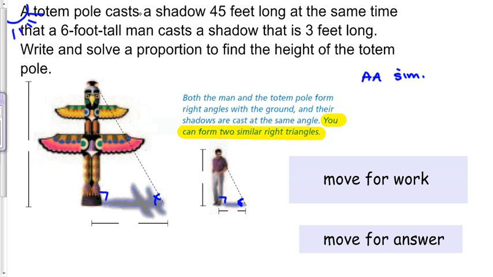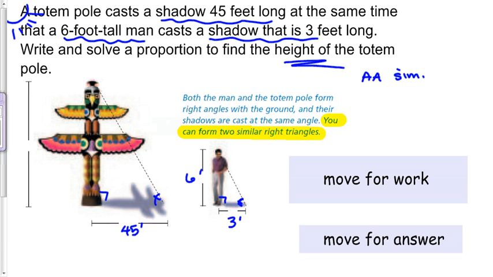So going through the information here, it says the totem pole's shadow is 45 feet long. So I know this part right here is 45 feet. And the 6-foot tall man, so that's his height, so this is 6 feet tall, has a shadow 3 feet long, so the shadow's 3 feet long. And our job is to find the height of the totem pole, which is this distance here.